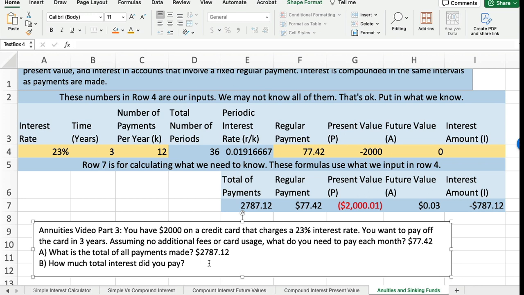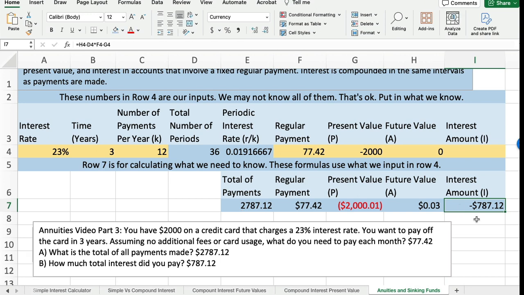And then the total interest is right there in the I column. Interesting, interest is in the I column. And even though it's a negative number, that's okay. It is 787.12. So it was interest that was charged against you instead of interest that benefited you. That's kind of why it's negative. There are other reasons, but let's just go with that one. But that is the correct number, 787.12. So those are all of our answers.